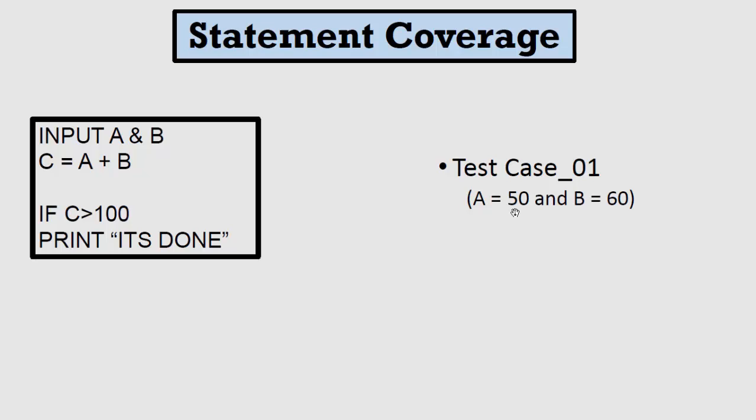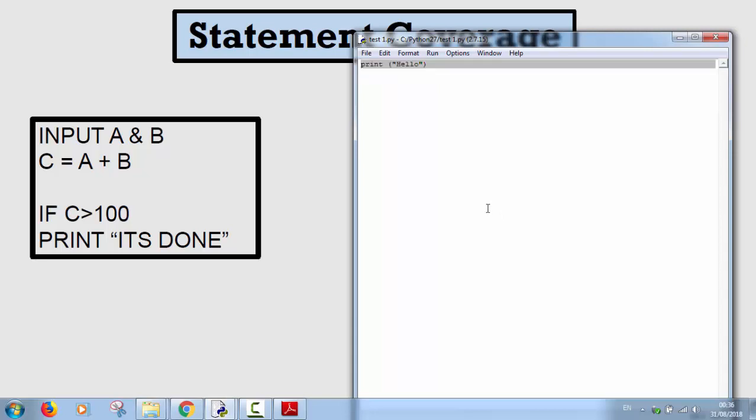Let's try this. C equals A plus B. This means that C equals 50 plus 60. Is C greater than 100? Yes, it is 110. Then we will print "it's done". Let's try this code in Python.